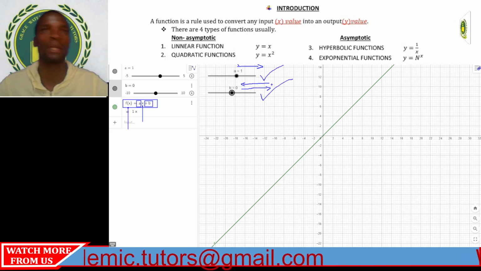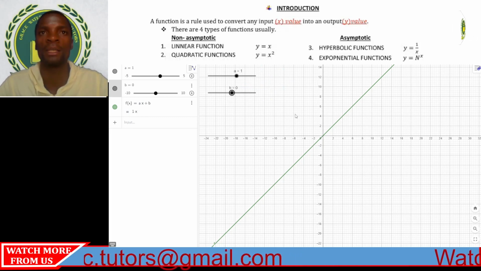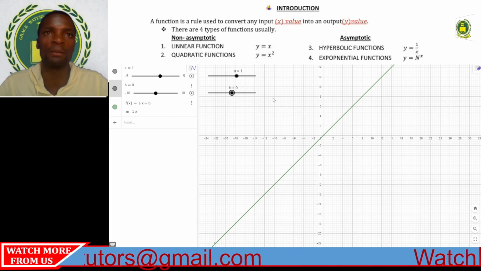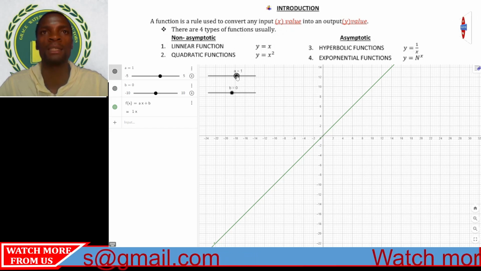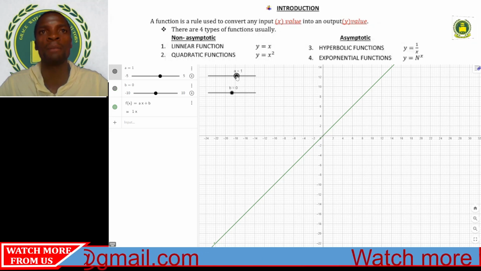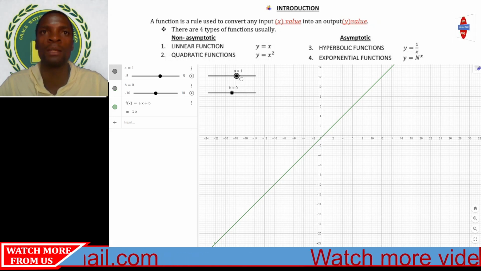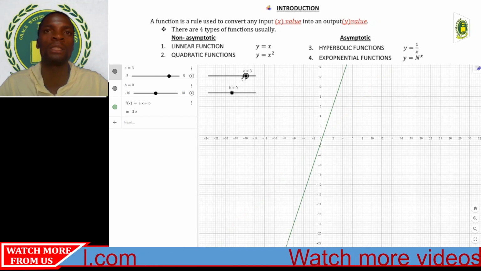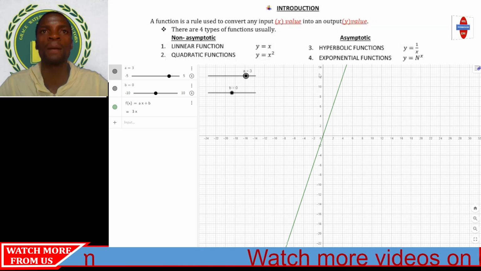Let me now clear the board so that it can be clear. All right, now what we have is my mother graph. When I increase the function, or when I make a bigger, let's change the value of a from 1 to 3. Do you see this? The graph is becoming thinner or smaller.